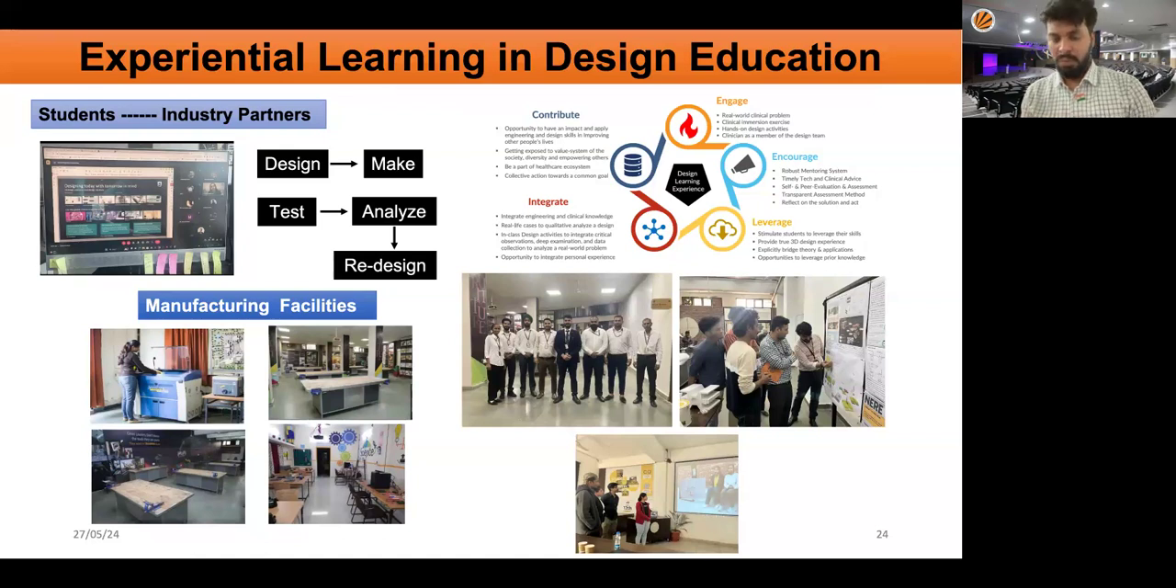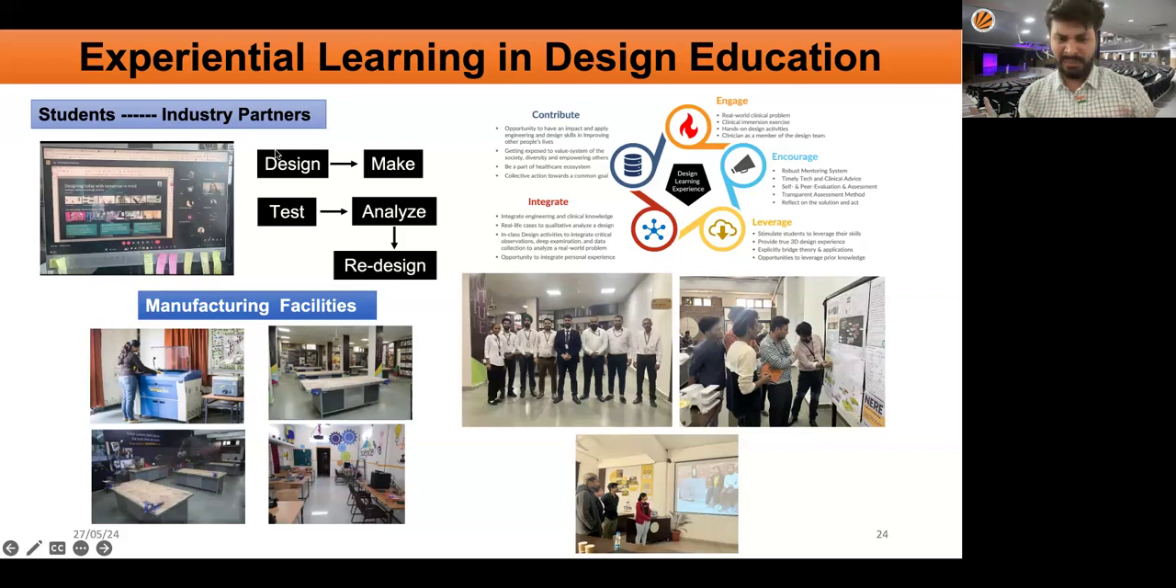So the students contribute to real-life problems, they engage with real-life problems, and they integrate knowledge they are getting in other subjects, maybe engineering subjects, maybe other design subjects. They encourage other people to take part in the design activities. They leverage their strengths in the design activities. This is the way the students are making products in the design studio. They integrate other aspects in terms of the interdisciplinary and multidisciplinary, and they leverage their other skills, providing 3D design experience. Everything they are learning in the design studio, this is the design learning experience students are getting here.